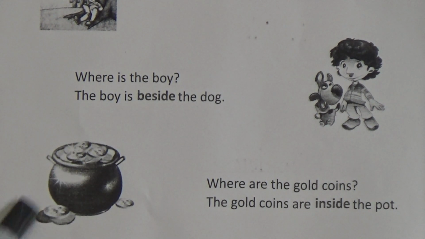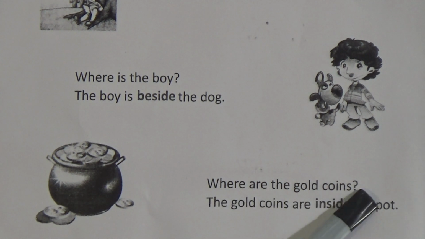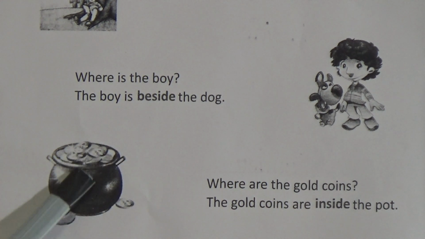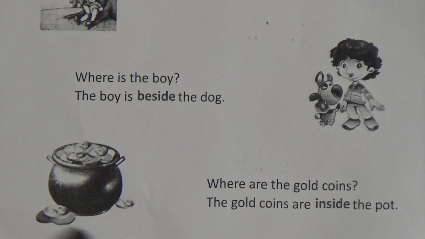So next sentences. Where are the gold coins? Here in this pot there are gold coins inside. To show the position of the gold coins, we have to say the gold coins are inside the pot. From inside we can know that there are gold coins inside this pot. So these words are called prepositions and they are used to tell us about the position or place of a thing or person. Okay, so go to the next page.